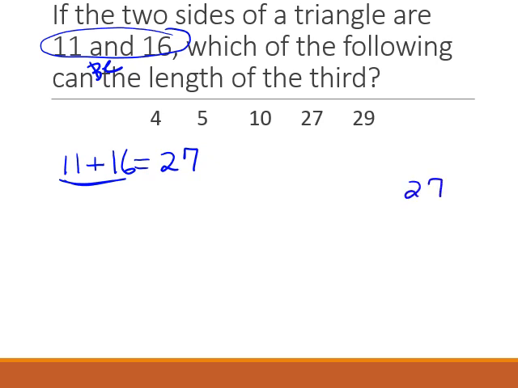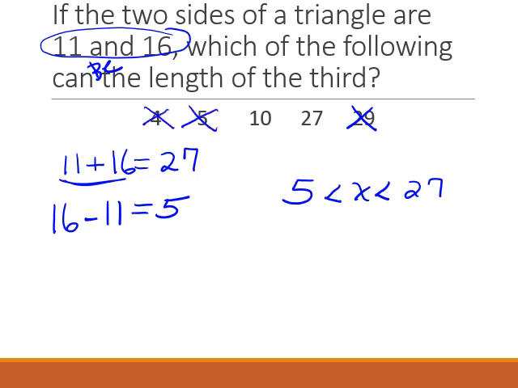So that's going to leave out 29. But if these are the two largest sides, then the smallest side has to be greater than 5, because 5 plus 11 is 16. So my sides have to be between 5 and 27. So it's going to leave out 4 and 5 and 27, and it's just going to be 10.